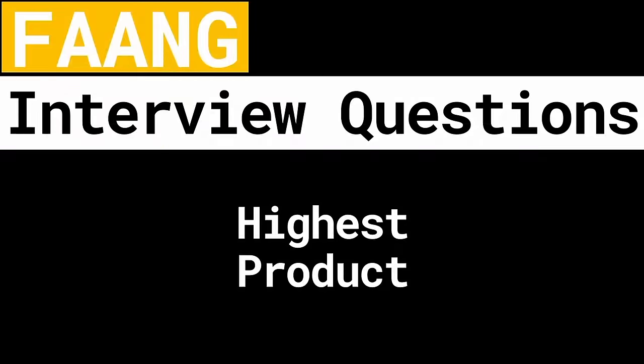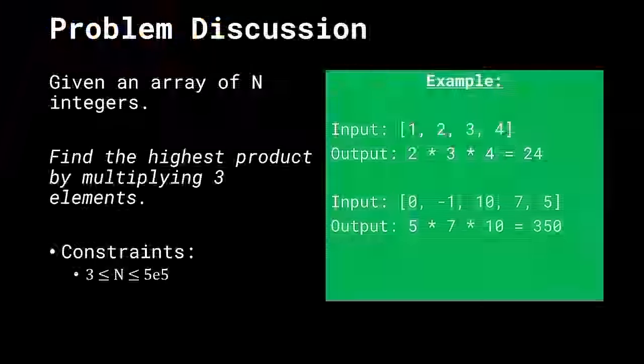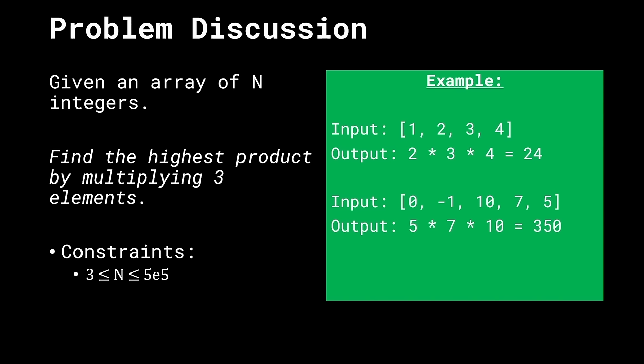Hello everybody and welcome back. Let's talk about the problem, highest product on InterviewBit. We're given an array of n integers, and the goal of this problem is to find the highest product we can get by multiplying three elements. We can pick any three elements from the array. The constraints mention that n, the number of elements in the array, can be between 3 and 5 times 10 to the power of 5. Let's take a couple of examples to understand this better.